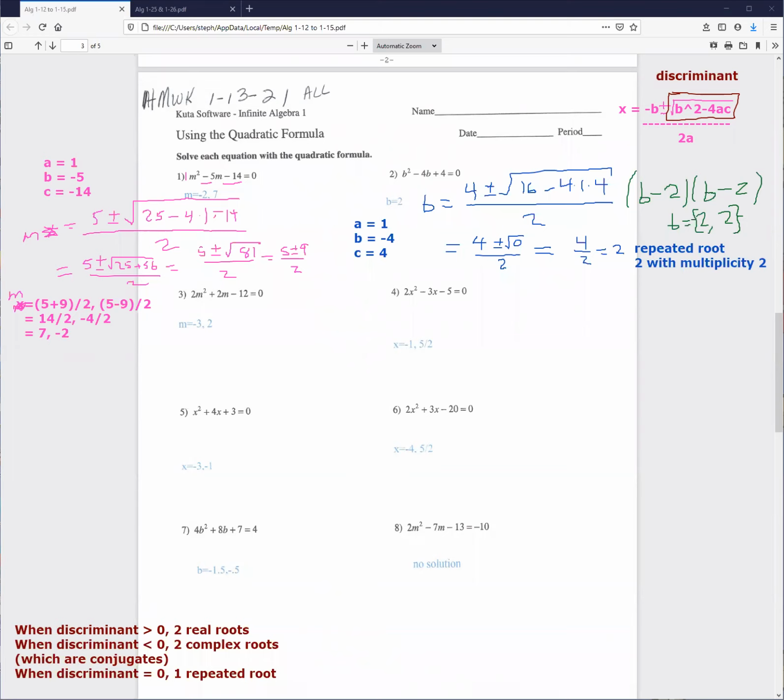Now, for number 3, I'm going to shortcut number 3. This is not something that necessarily everybody would do, but I'm going to note that everything here is a multiple of 2. I'm just going to divide both sides by 2, and I'm going to write this as m squared plus m minus 6. That's going to be a much easier equation to solve because the numbers are smaller. Do you have to do that? No, it would work out the same. But in this case, a is now equal to 1, b is 1, and c is negative 6.